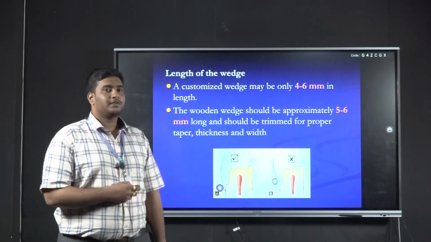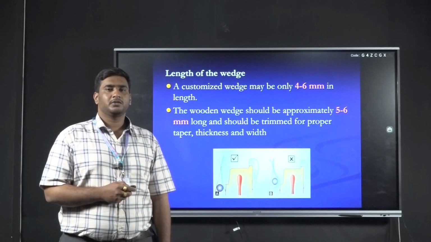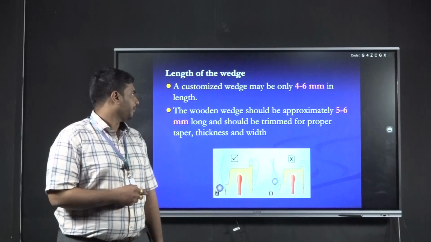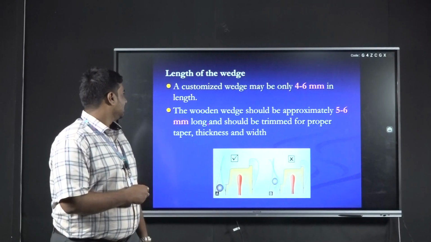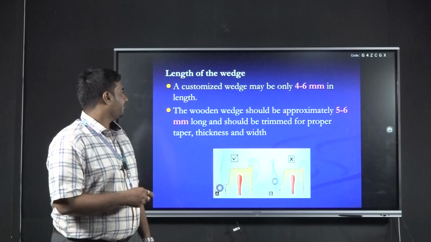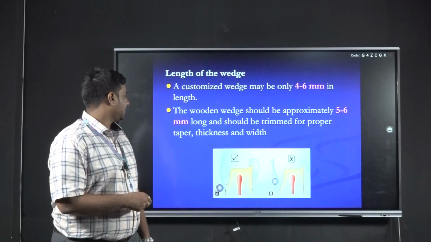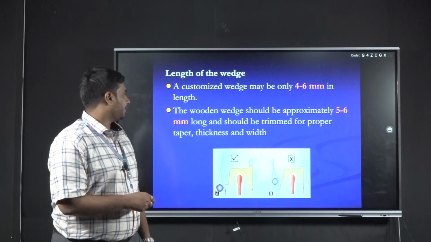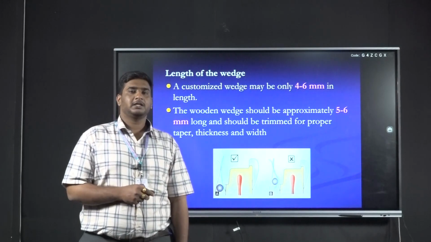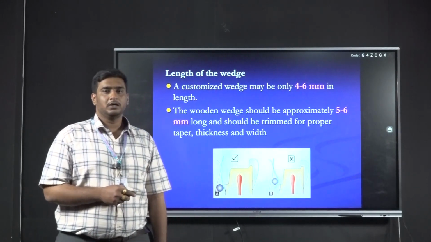So coming to the length of the wedge, generally the customized wedges will be around 4 to 6 mm in length, and the wooden wedges should be approximately 5 to 6 mm long and should be trimmed for the proper taper, thickness and width. It should be trimmed according to the anatomy of the tooth.